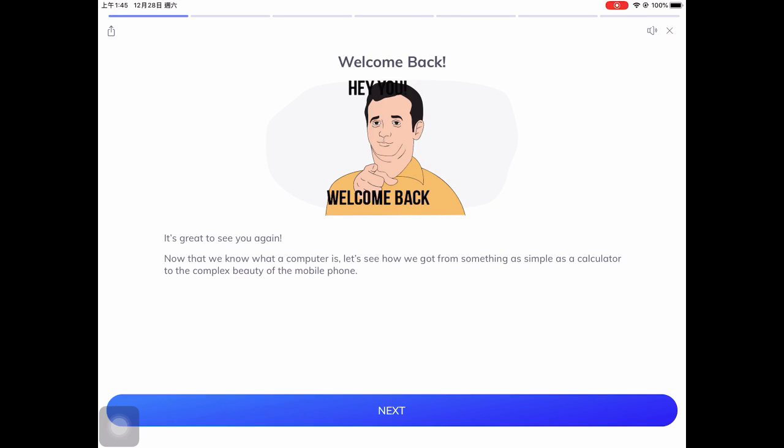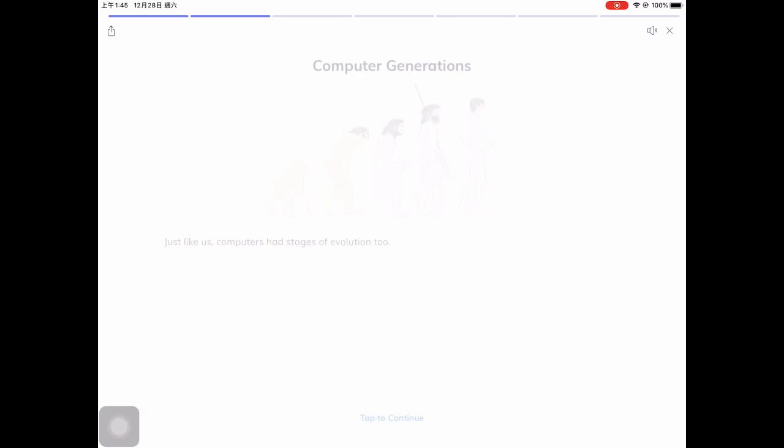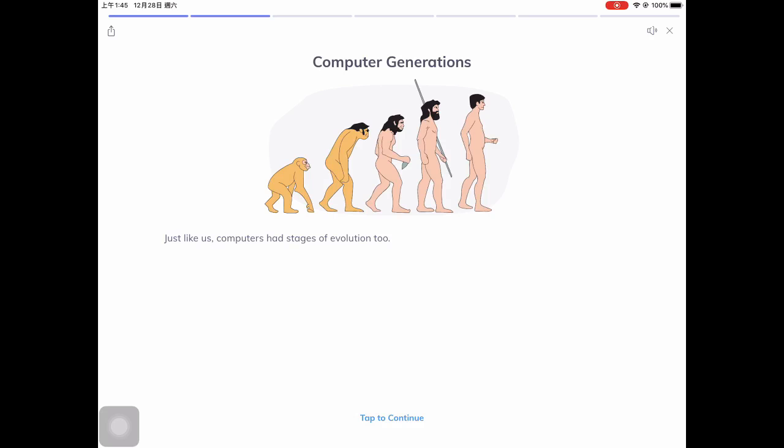Now that we know what a computer is, let's see how we got from something as simple as a calculator to the complex beauty of the mobile phone. Just like us, computers had stages of evolution too. They are called generations of computers.